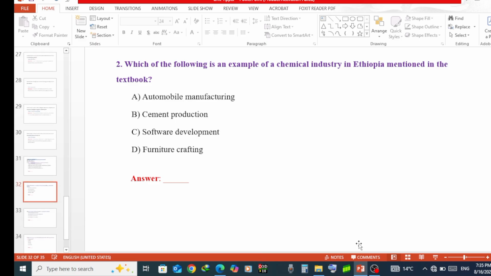Question number 2. Which of the following is an example of a chemical industry in Ethiopia mentioned in the textbook? A. Automobile manufacturing. B. Cement production. C. Software development. D. Furniture crafting.